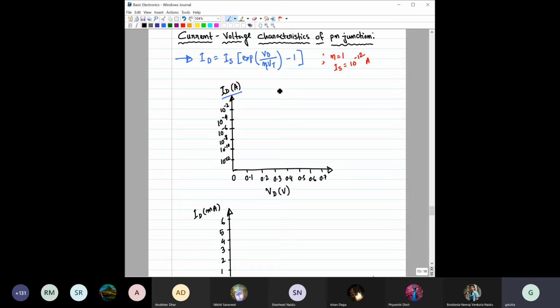So suppose now we are increasing VD from 0 a little bit towards the higher side. Maybe we can assume that if this is close to 10 to the power minus 12, then when you approach a slightly higher value, it will be higher than 10 to the power minus 12, right? That we can expect. So let us not make the situation more complicated. Then after that, how will it increase?